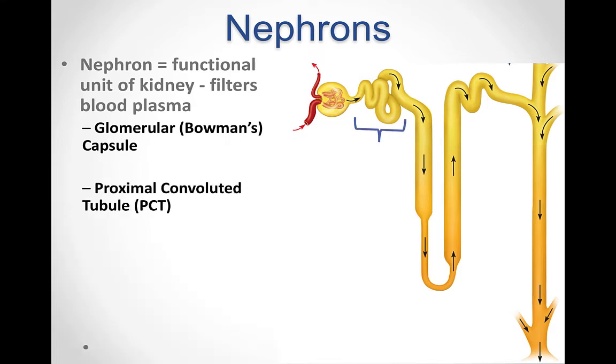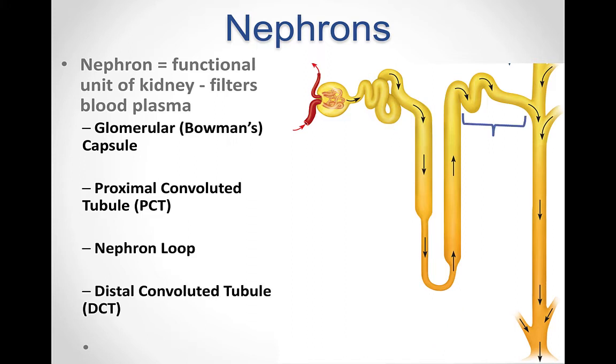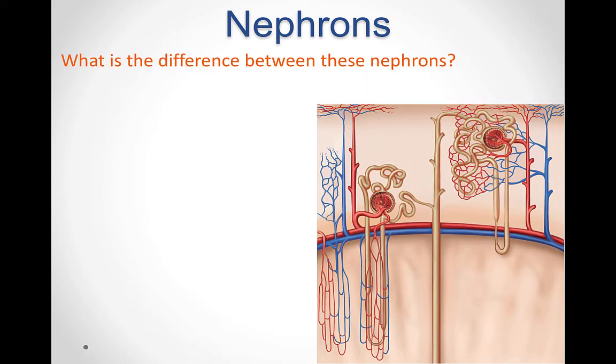The fluid then moves into the proximal convoluted tubule, so literally the twisted tube that is closest to the glomerular capsule. The fluid is transported through the nephron loop, through the distal convoluted tubule, and many distal convoluted tubules converge on collecting ducts. So now we're familiar with what a nephron looks like.